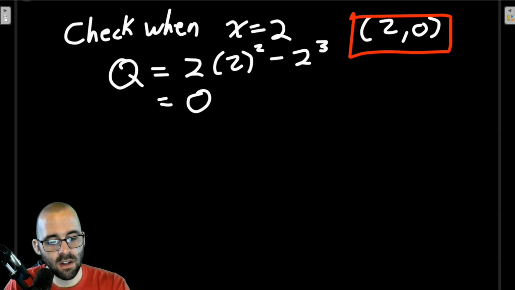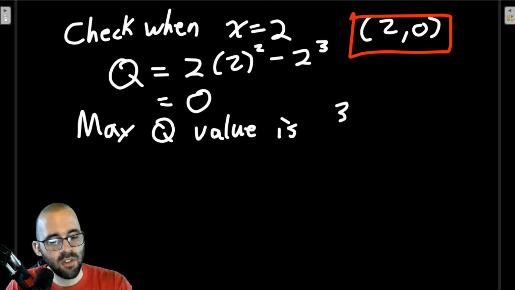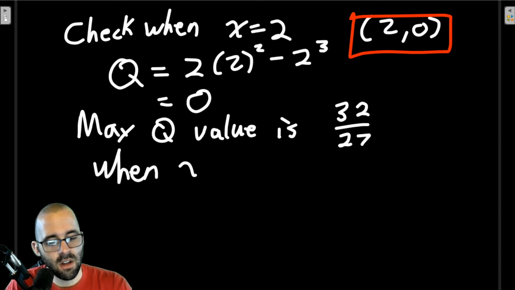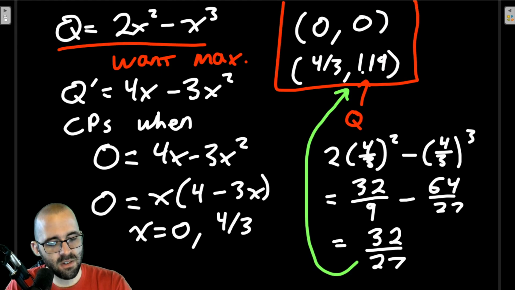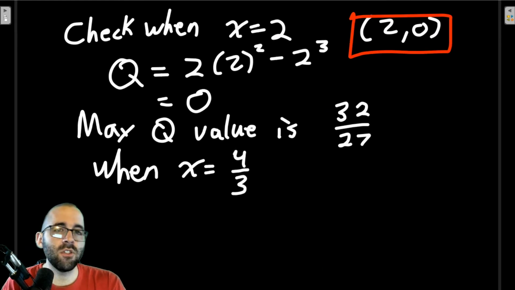32/27. Right? So the max value is 32/27, and that occurs when x is equal to 4/3. Yeah, when x is 4/3. Now let's check whether we've answered the problem.